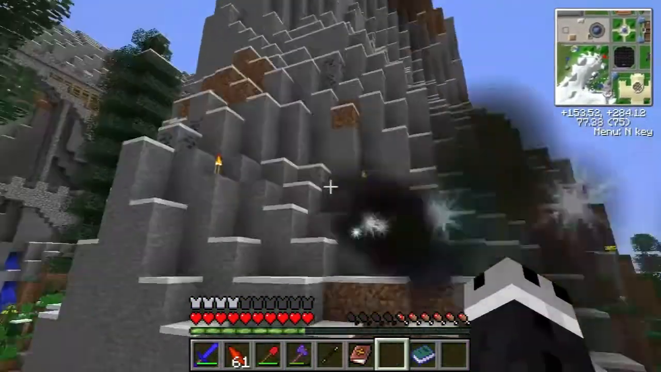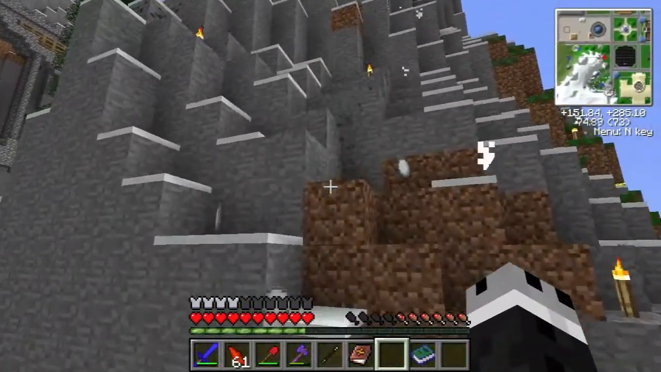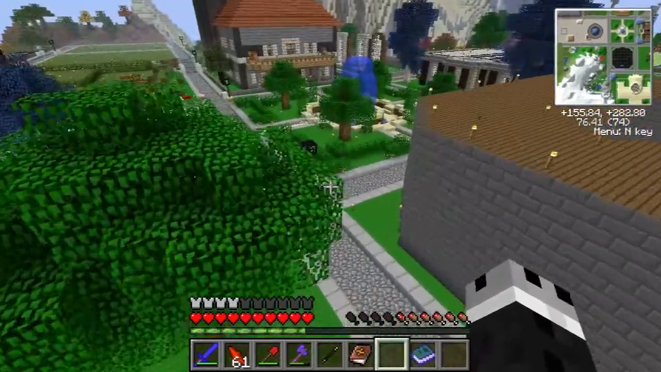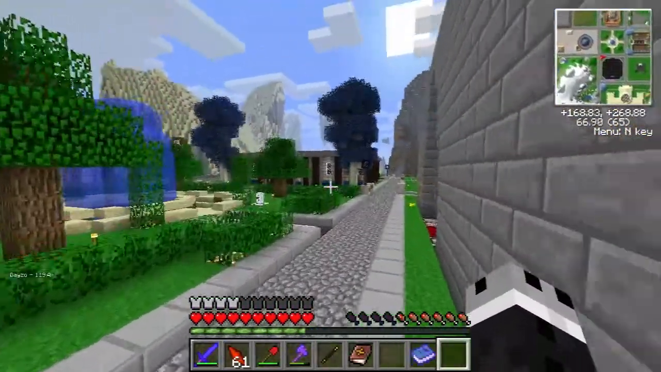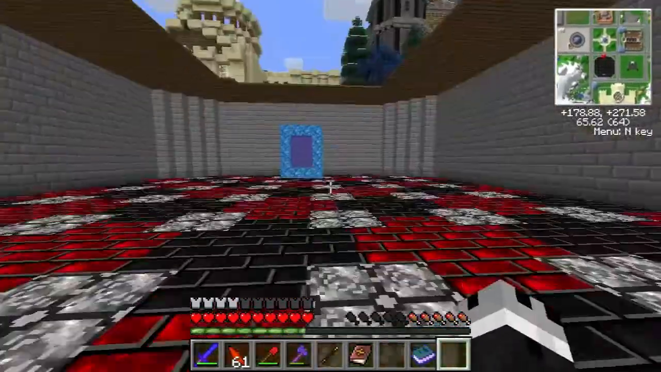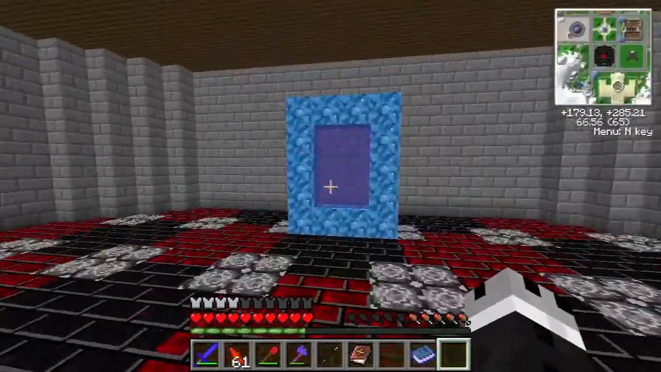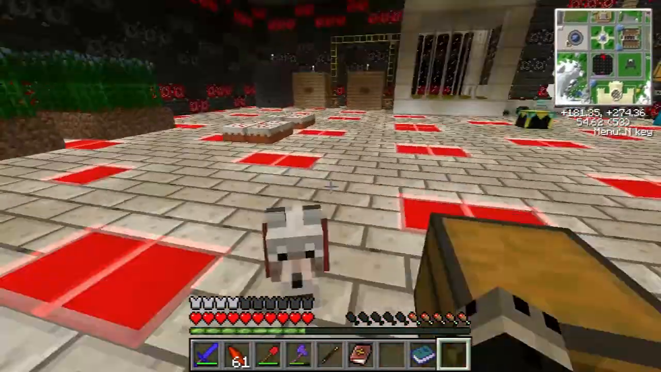I'm just like, oh geez. Oh, it's like a little explosion. Huh. And apparently it can be used as a fuel source, so I'm going to assume that means furnaces and such.